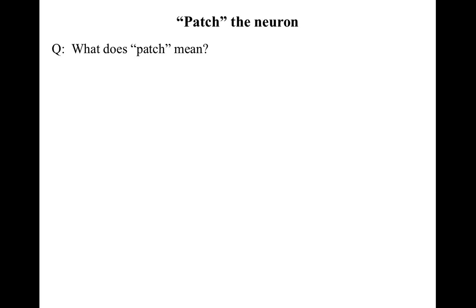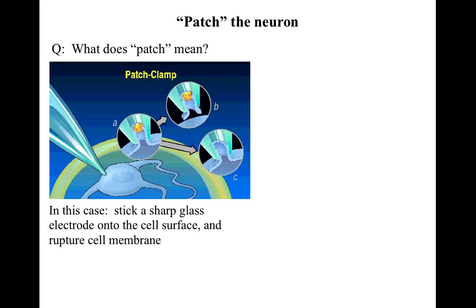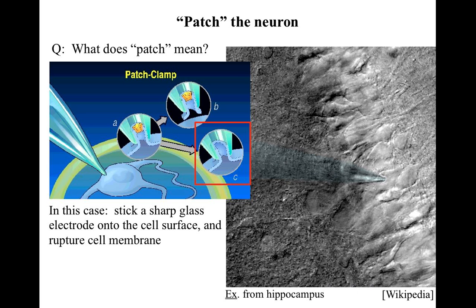And what does it mean to actually patch a neuron? So we discussed this very briefly earlier in the course, but here's the idea. The idea is to stick a sharp glass electrode onto the surface of the cell and rupture the membrane. And that's illustrated graphically here, where there's a sharp electrode. It's put right up to the surface of a neuron. Here's the soma of a neuron. So this electrode is put very close to the surface. And then that surface is ruptured, so you get a flow of ions that can move in and out between the electrode and the neuron.